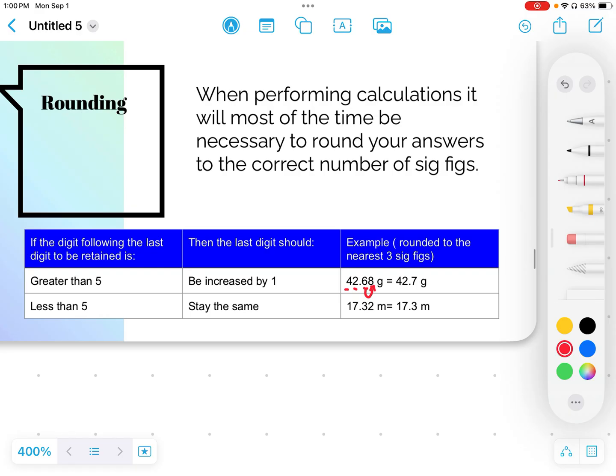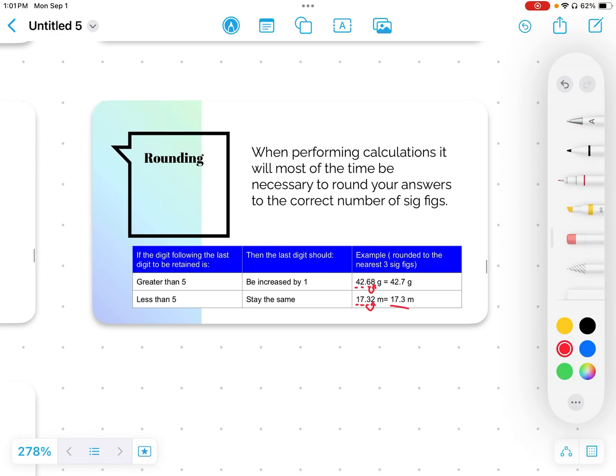Then looking here again, if I'm going to 3 sig figs, start at the beginning, 1, 2, 3. I look behind, it's a 2. Since it's lower than 5, I'm going to stay the same. So I stick to my 17.3 meters. So again, rounding stays the same as what you've been doing forever. So 5 or higher, you go higher. 4 or lower, you stay the same.